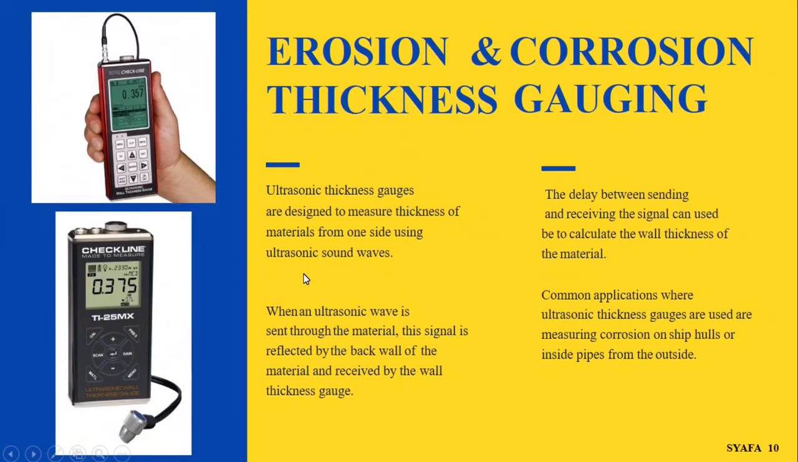Ultrasonic thickness gauges are designed to measure thickness of the material from one side using ultrasonic waves. When an ultrasonic wave is sent to the material, this signal is reflected by the back wall of the material and received by the wall thickness gauge. The common application of ultrasonic thickness gauges is measuring corrosion on sheet holes or inside pipe from the outside.